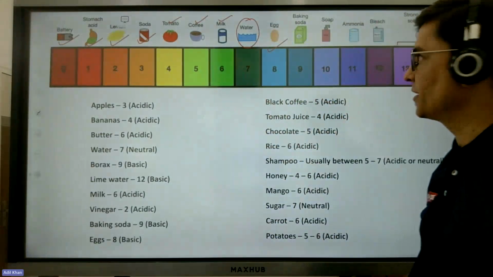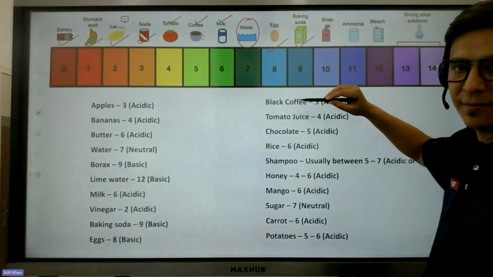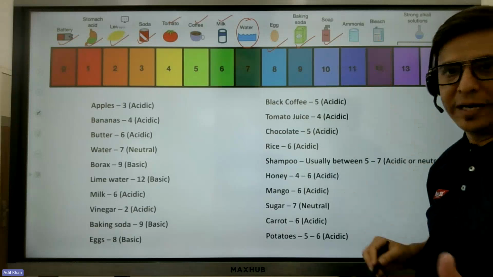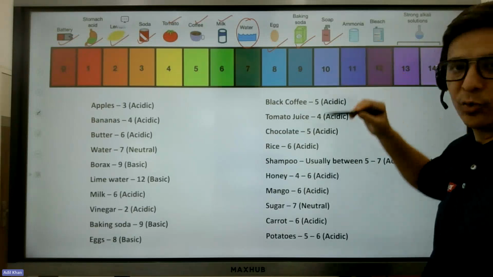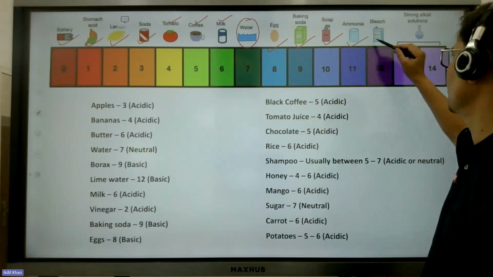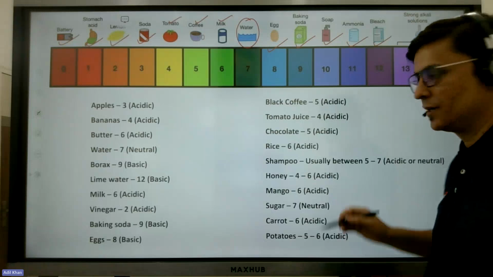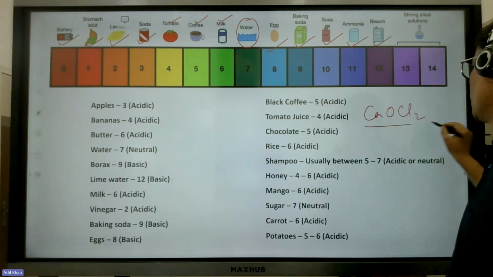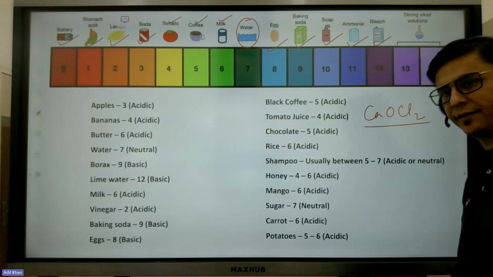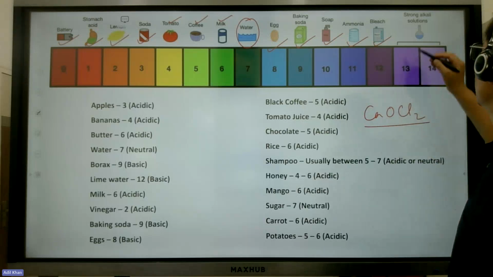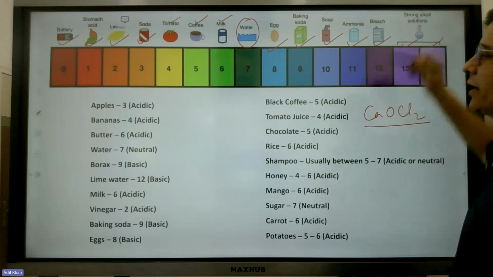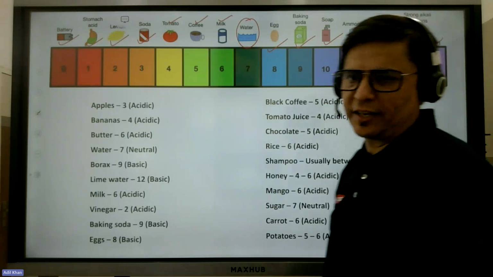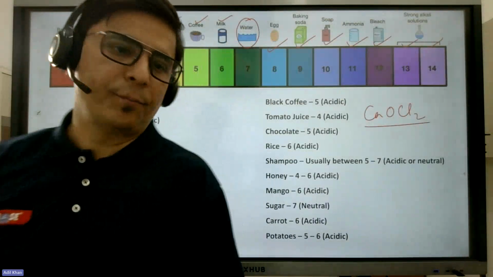Egg, it is slightly basic. Baking soda, basic. Soap made up of NaOH, basic. NaOH in the dilute form. Ammonia, basic. Bleach, CaOCl2, calcium oxychloride. It is also basic. Bleaching powder. Then 13 and 14, your strong alkaline solutions like NaOH and KOH, they are highly basic in nature.